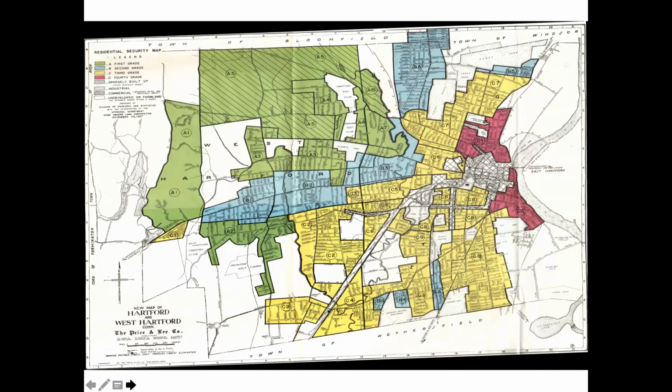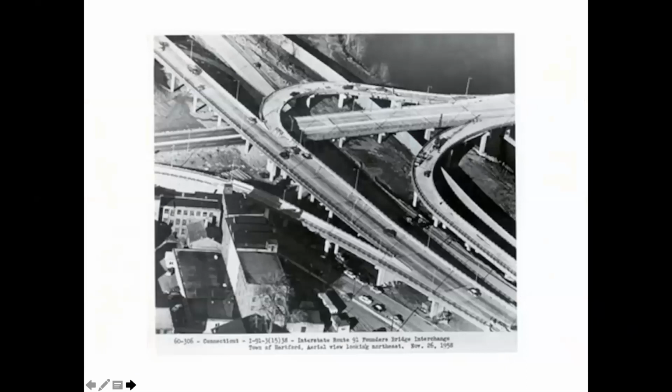This is a map from 1933 that was produced by the Homeowners Loan Corporation. The right side of the map is Hartford. The left side of the map is West Hartford. Within 40, 50 years of this map being produced, the city of Hartford had been severely disinvested and was experiencing poverty and population loss. And the left side of this map, which is mostly in green, was enjoying the benefits of reinvestment.